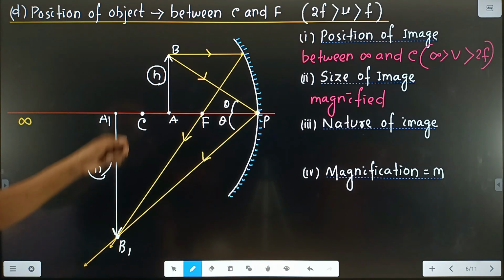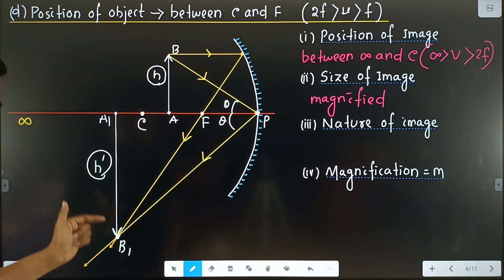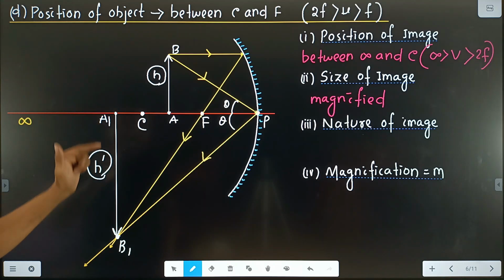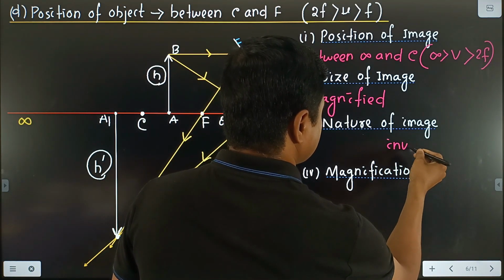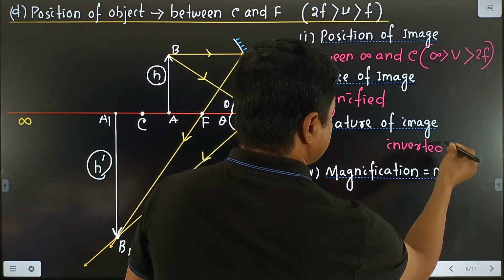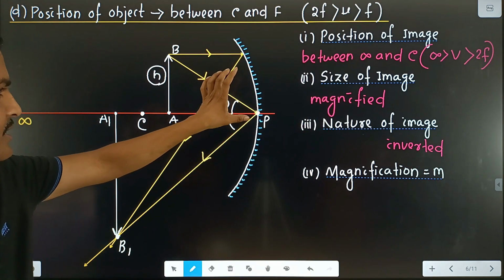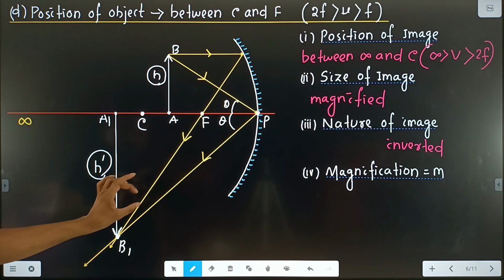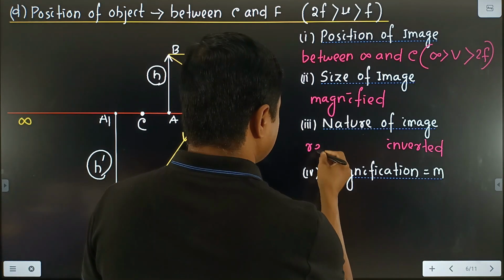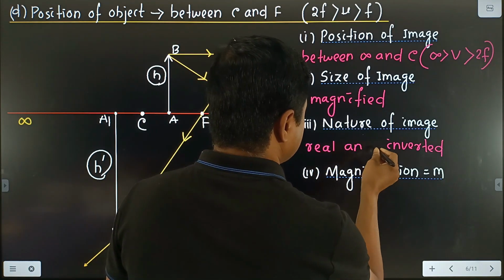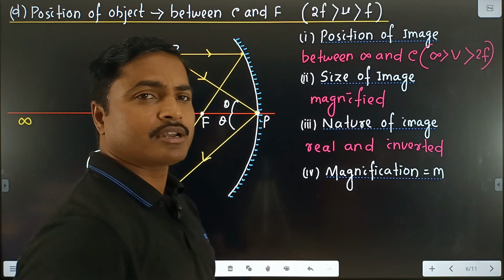What is the nature? This one is the head of the object. This one is the head of the image. So the image is inverted. We write image is inverted. And again, both the reflected rays converge with each other and they actually meet at point B1. So that is real. That means finally we write nature of the image is real and inverted.